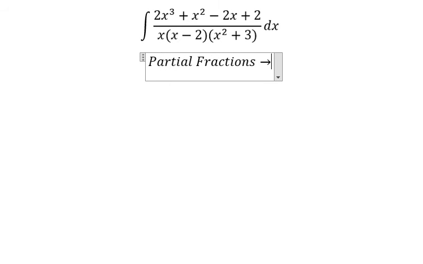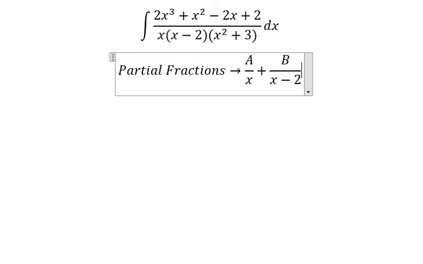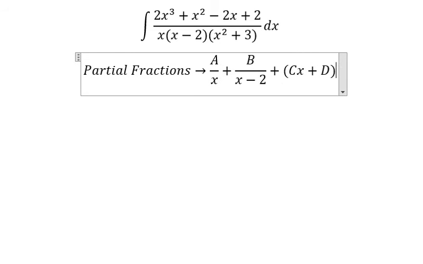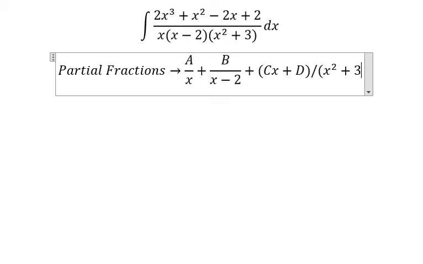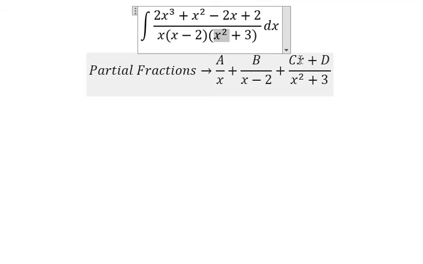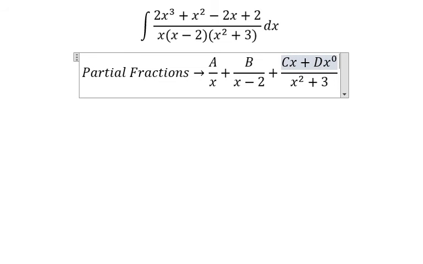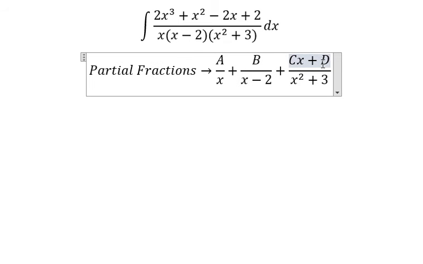So I will put A over s, B over s minus 2, (Cs plus D) over s squared plus 3. Because we have the power 2 in here, on the numerator we need to reduce the power by 1. So 2 minus 1, we have s, and from s we reduce to s to the power of 0 in here. That's why we have D.